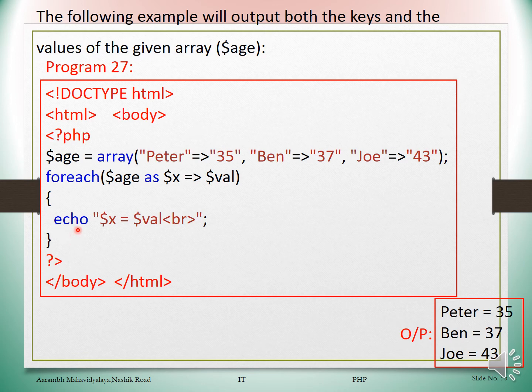Therefore to display the output in the echo statement we have to provide the data like $x equal to $val. Got it? Here we have used variable x to store the values of age, and therefore we used here $x to display the output.